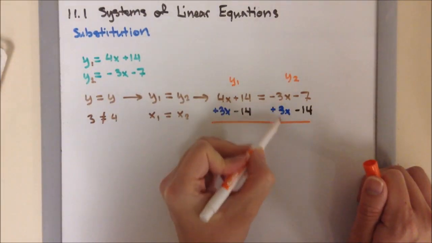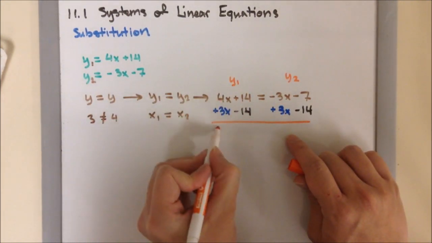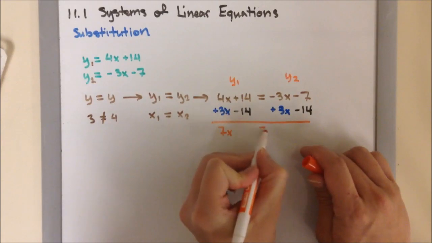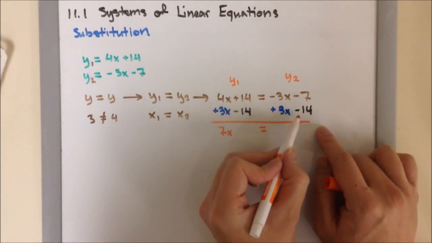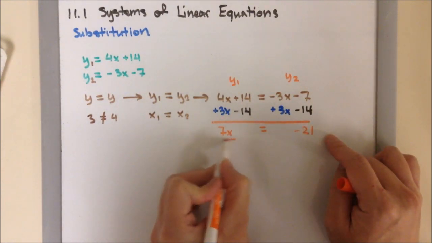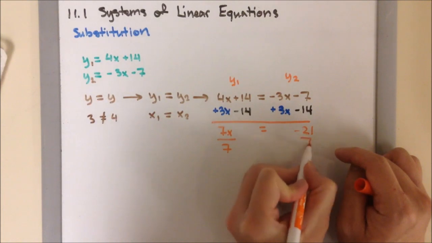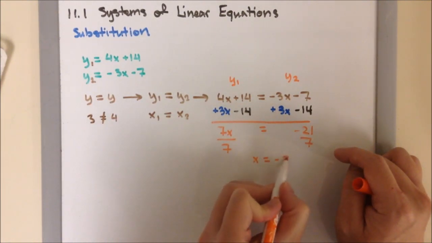So my x is canceled out on the right, and then on the left, 4x plus 3x is 7x. My 14 cancels out on the left, so negative 7 minus 14 will be negative 21. And then I'm going to divide both sides by 7. So x will equal negative 3.